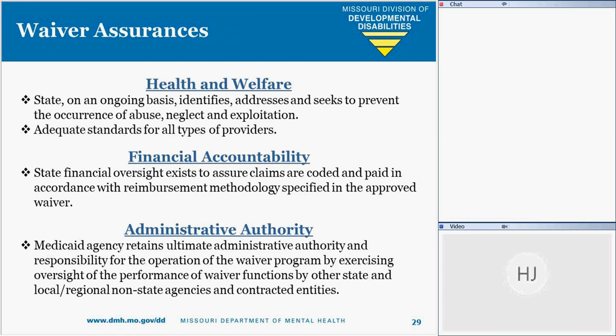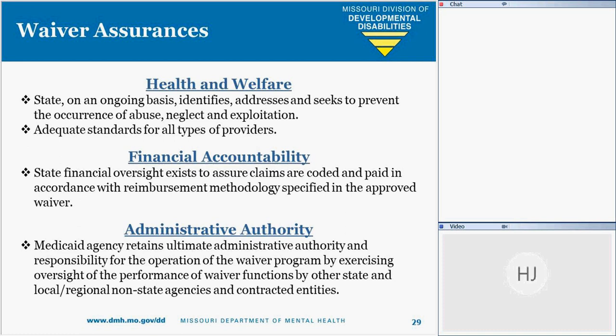The remaining assurances are health and welfare, financial accountability, and administrative authority. For welfare, that's ensuring that on an ongoing basis, we're identifying and addressing any risks to individuals, such as abuse, neglect, and exploitation, and we're meeting their health needs that they outlined in their plan. We have to make sure that we have adequate standards for all types of providers. Accountability: the state has to have financial oversight to assure that all the Medicaid claims are coded and paid in accordance with the reimbursement methodology in the approved waiver application.